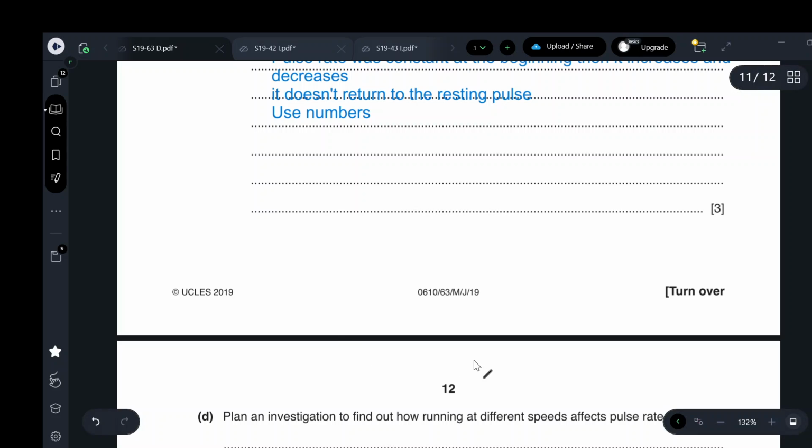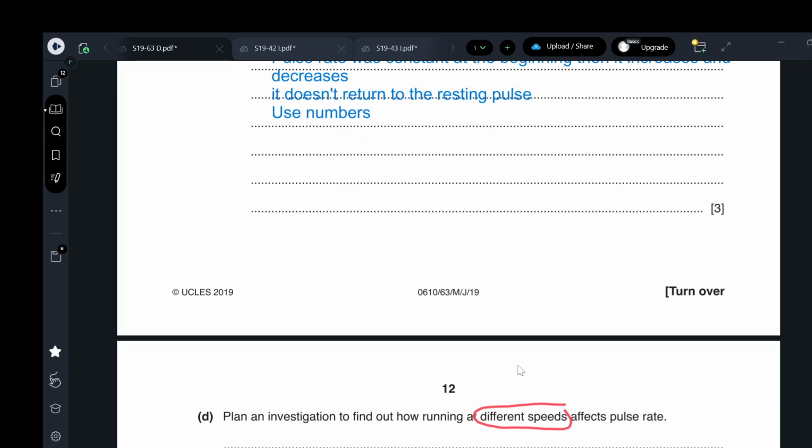The last question is to plan an investigation to find out how running at different speeds affects the pulse rate. What am I going to change here? I want to find the effect of running at different speeds. So this is the changed variable. I'm going to change the speed of running.